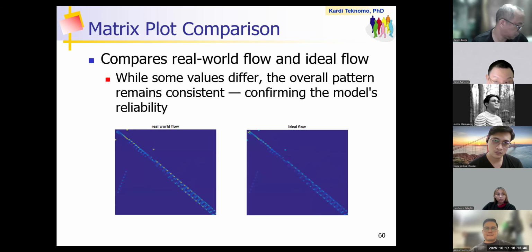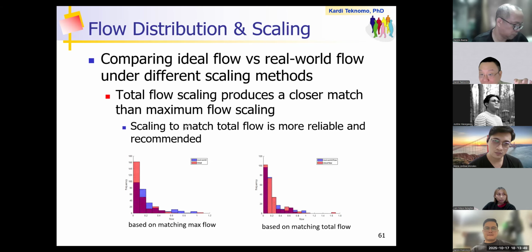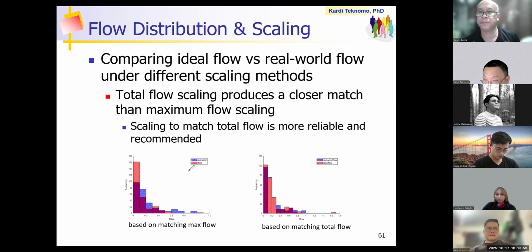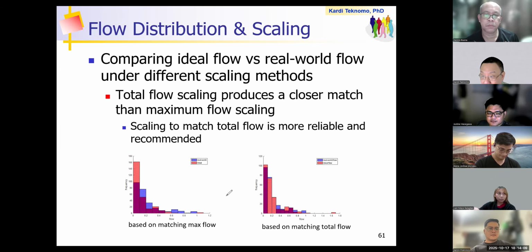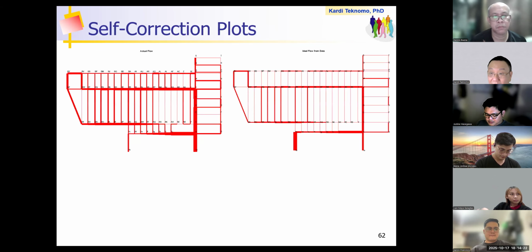Then I compare the ideal flow under different scaling with the real world. Of course, they are quite good in general. But comparing between total flow and maximum flow scaling, apparently the total flow scaling produces a closer match than maximum flow scaling. So this is the nitty-gritty detail on that. Okay, this is the main part.